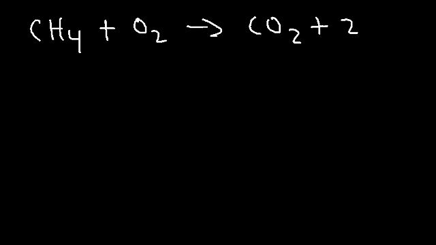Consider this reaction. Methane reacts with oxygen gas to produce CO2 and water. And let's balance it. So we need a 2 in front of H2O. We already have 1 carbon atom on both sides. Now we have 4 oxygen atoms on the right side, so we need a 2 in front of O2.